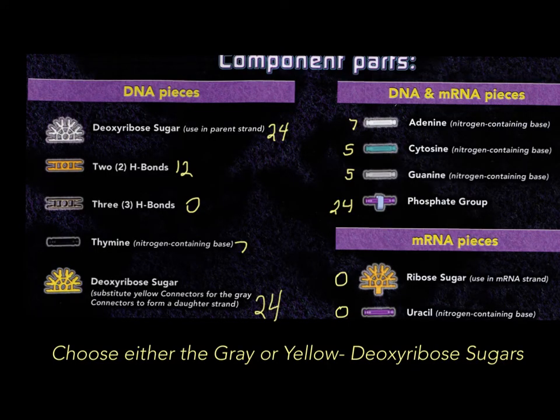On this slide here, you will see the pieces that you will use to make your DNA model. Now you can choose either the yellow deoxyribose sugar or the gray deoxyribose sugar, depending on what is in your box. Other than that, you need 12 of the 2 hydrogen bonds. You need 7 thymine, 7 adenine, 5 cytosine, 5 guanine, 24 phosphate groups. You will use these pieces to construct a DNA model. I understand that it will take a while. Just keep at it and understand that this is a self-discovery lab.